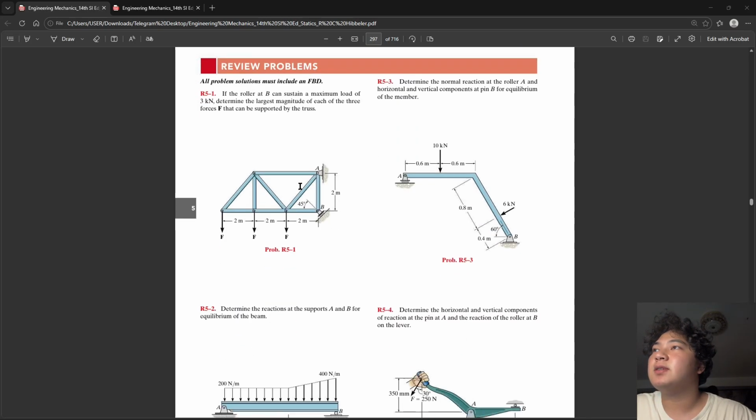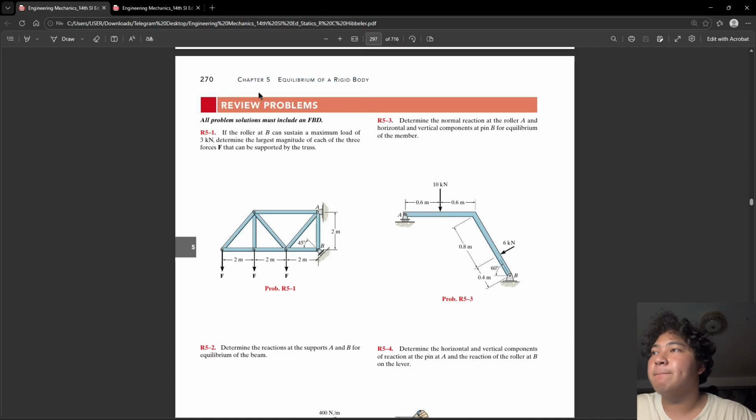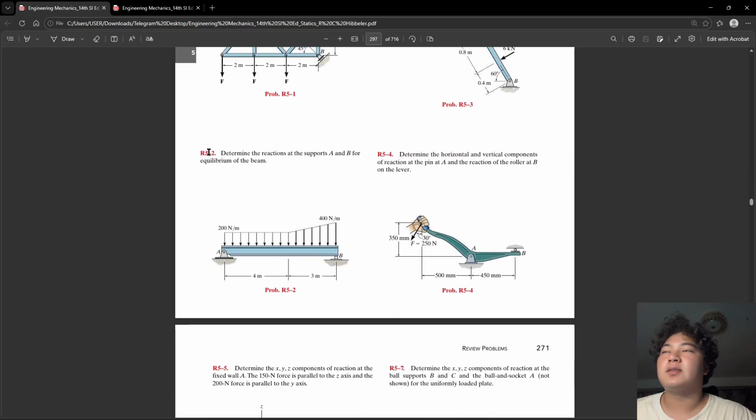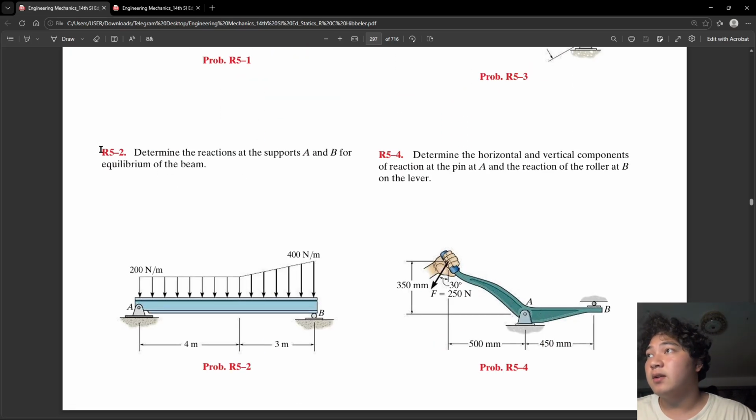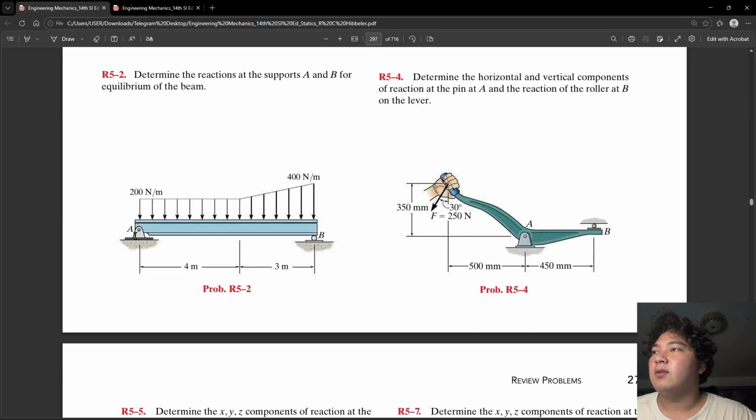So for today, I've chosen the exercise from chapter 5, which is equilibrium of a rigid body. And here we have exercise 5.2. Determine the reaction at the support A and B for equilibrium of the beam. As you can see in the picture, there's one beam or member, and then there are different loads, a linearly distributed load, 200 Newton per meter at A, 400 Newton per meter at B. Then we have distance.